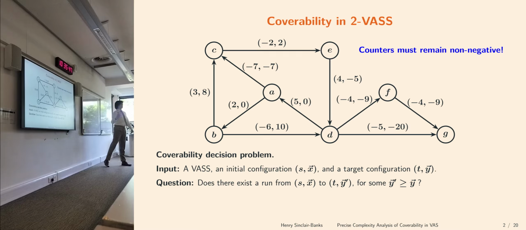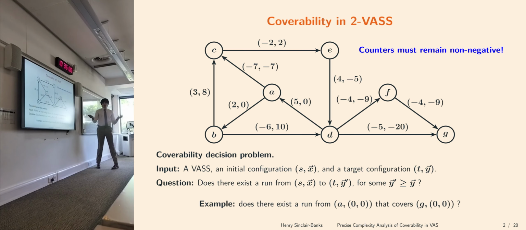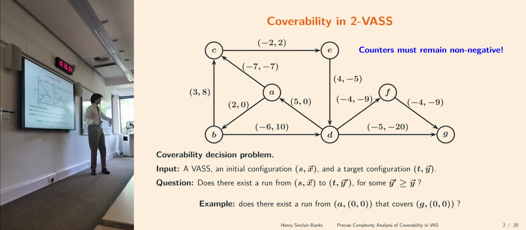And the question I care about is a state reachability question. I want to know whether you can get from the initial configuration to the target node with at least the counter values that I specified in the target. So here's an example. Can I get from A starting with 0, 0 to G with at least 0, 0? So basically, can I just reach node G? I didn't adjust the size of the slide to the size of the room, so it might be a little bit difficult, so we'll go through this one quickly.